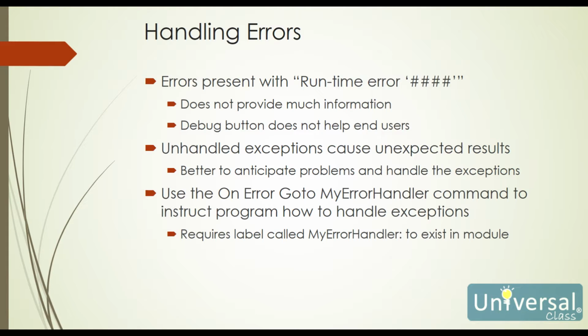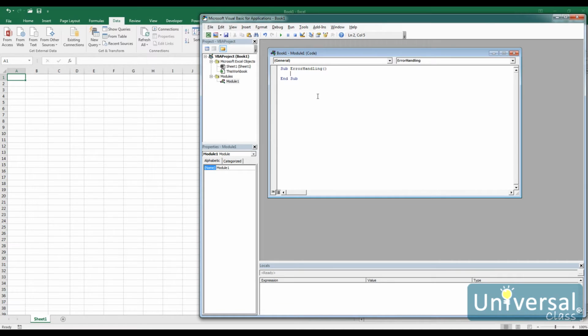Use the On Error GoTo myErrorHandler command, and myErrorHandler is just going to be some sort of label to instruct the program how to handle the exceptions. Now that does require the label to have been created called myErrorHandler, and it has to exist in the same module. A very basic version of how to implement this would be, I have a section of code that has some sort of function. I don't know what the function is. Our section of code is going to do something that may or may not cause an error.